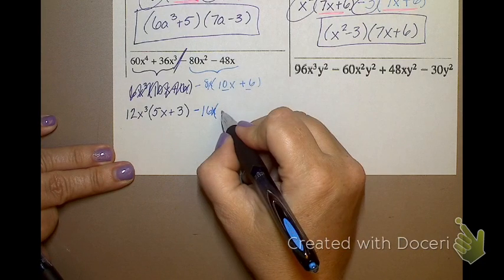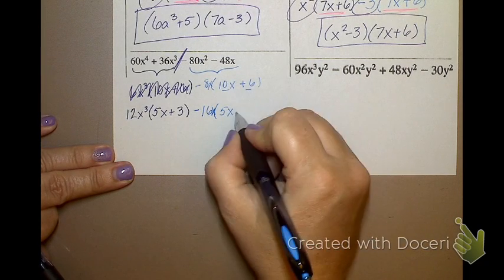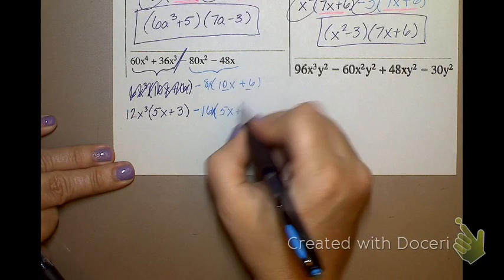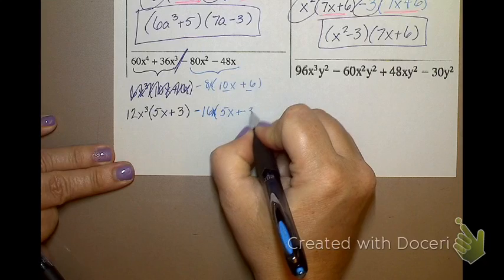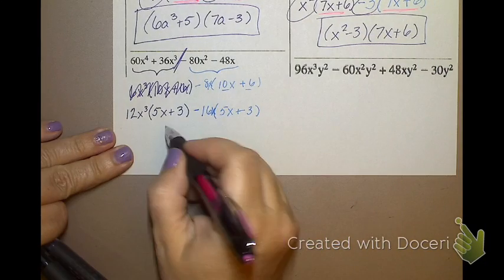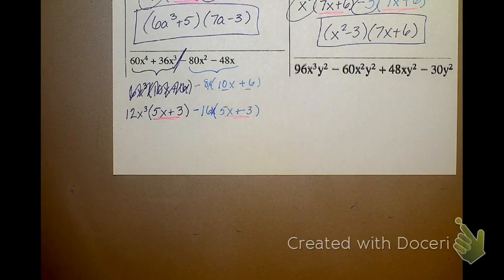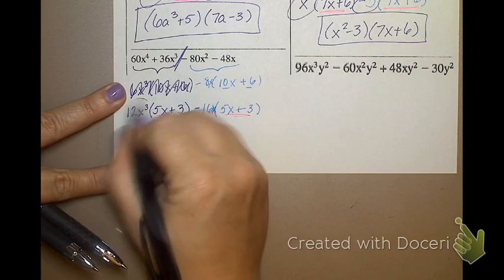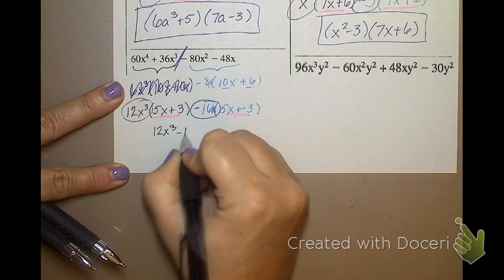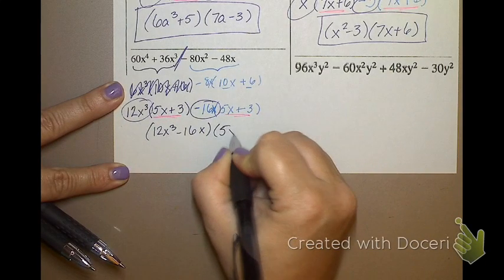All right, what do I get then? 5x, and then what? Plus, so that I can still get that minus. And 16x times 3 gives me 48x. Do I have my matching parentheses? Yes, so that's a good thing. And so my ending part would be 12x cubed minus 16x, and then 5x plus 3.